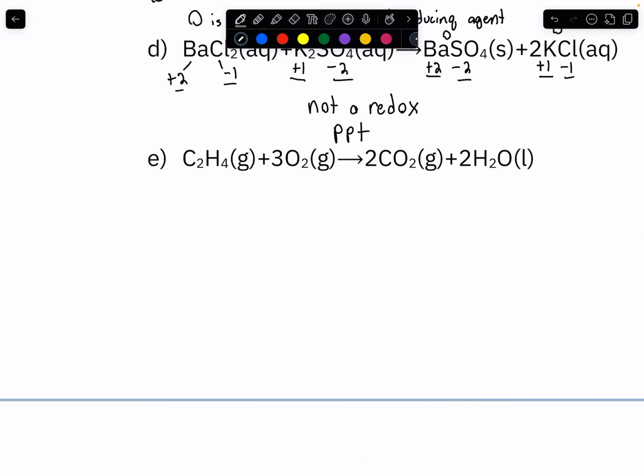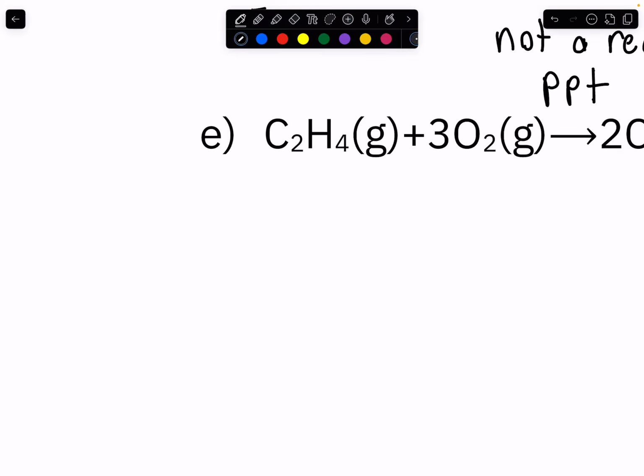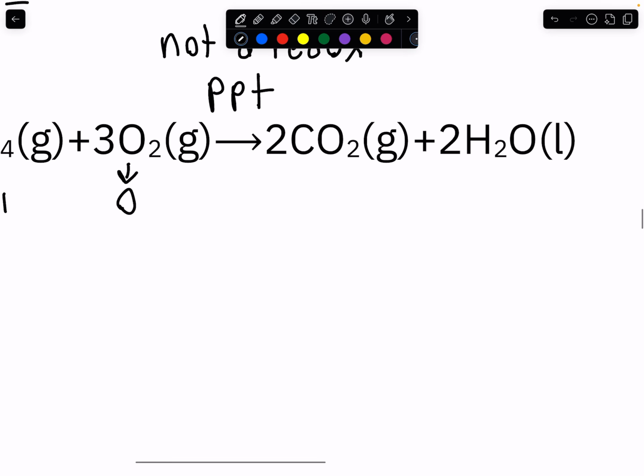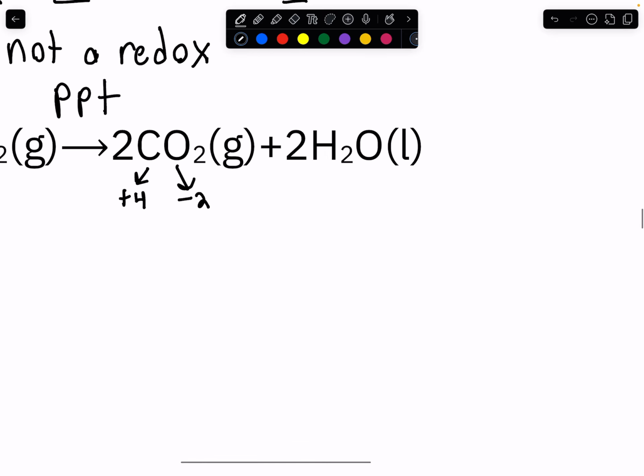Lastly, the combustion reaction. We know that hydrogen is a +1. So in this case, our carbon right here is a -2 to have a 0. We also know that oxygen by itself is 0. Now our CO2, our carbon is a +4, while our oxygen is a -2. This leaves us with a -2 charge. Oh, no, it doesn't, because that's 2. And then our hydrogen gets a +1, and our oxygen is -2.